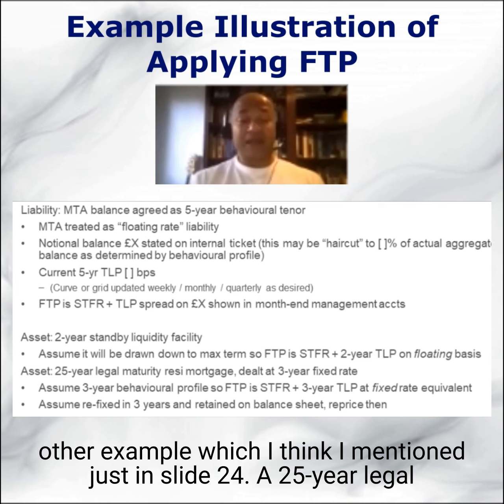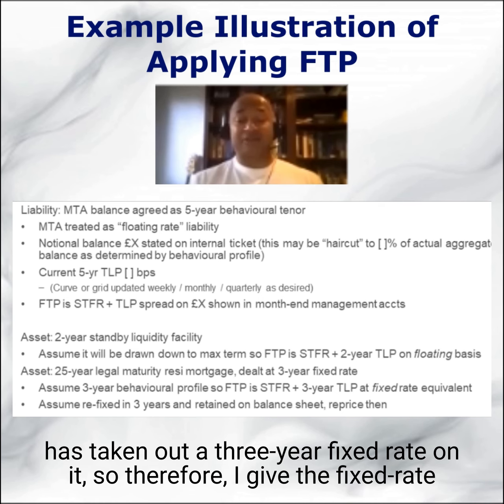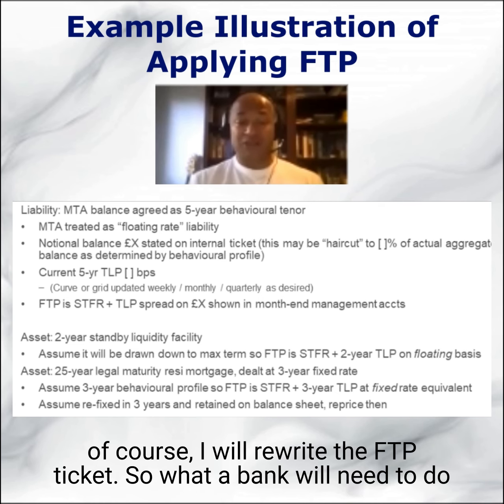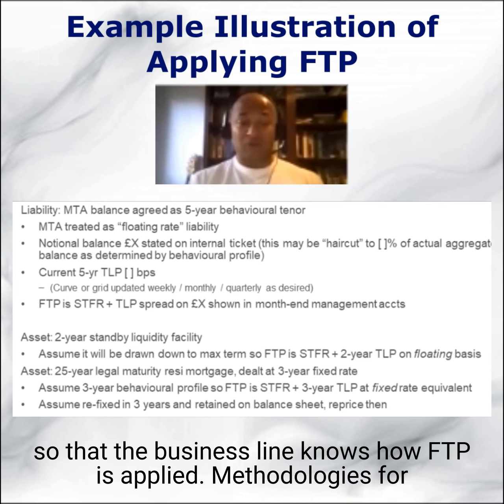Then I've got the other example, which I think I mentioned in slide 24 anyway: a 25-year legal maturity residential mortgage, contractual maturity, but the customer has taken out a 3-year fixed rate on it, so therefore I give the fixed rate 3-year FTP. After 3 years, I'll reprice. I have the repricing option, so of course I will rewrite the FTP ticket. So what a bank will need to do is have this description for each of its product types in its funding policies, so that the business line knows how FTP is applied.